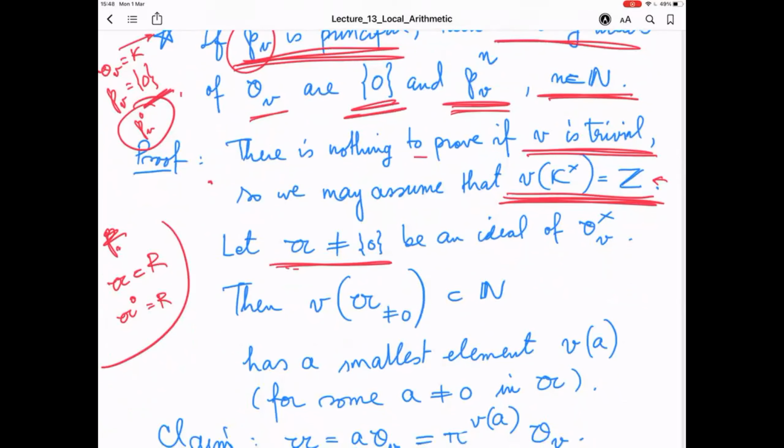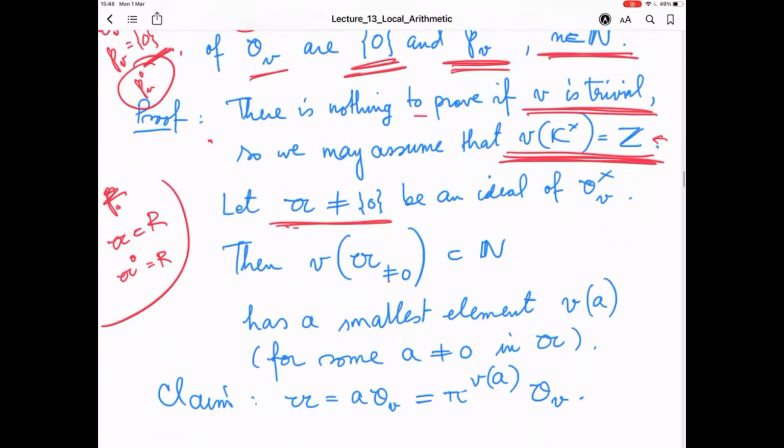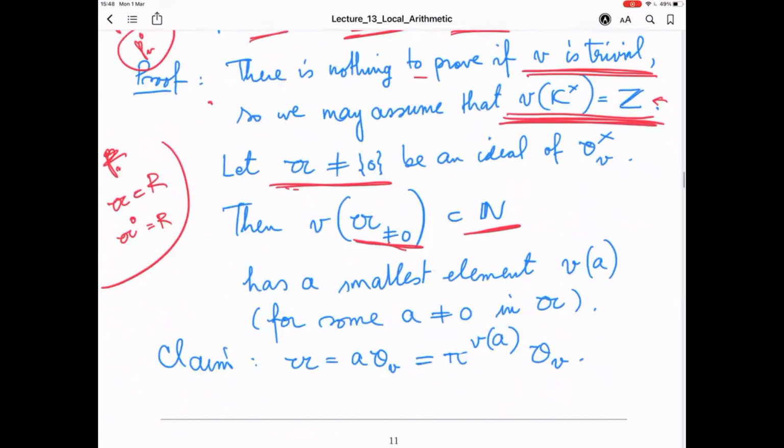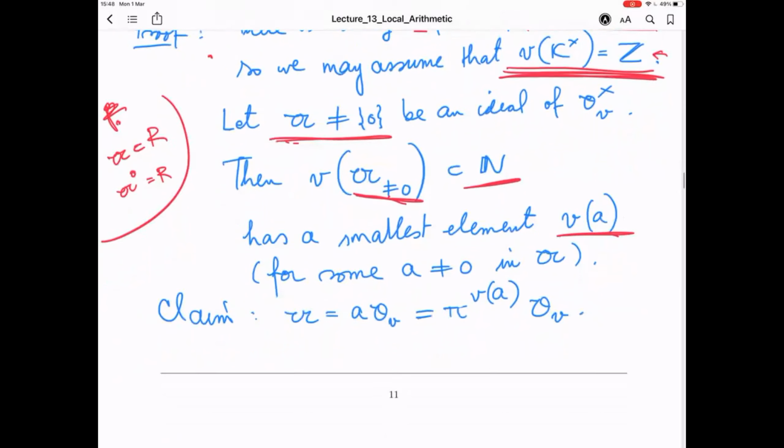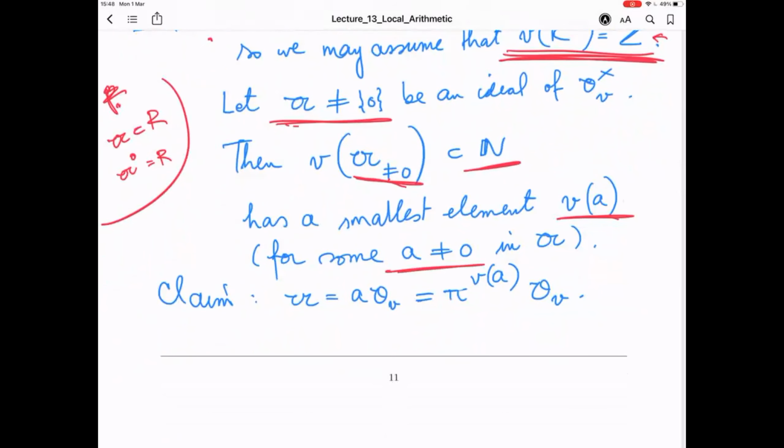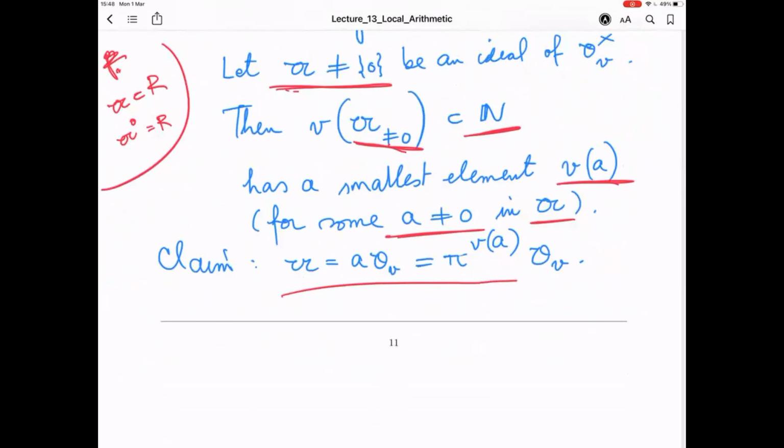So take any non-zero ideal, and then the image of the non-zero elements of that ideal is by definition a subset of N. But any subset of N which is not empty has a smallest element. So that smallest element is v(a) for some a in the ideal A. Then we are going to prove that this ideal A is generated by this element a, and it's also generated by pi to the power v(a).